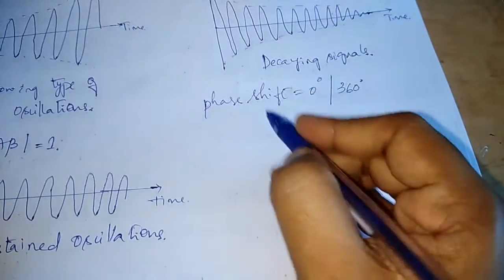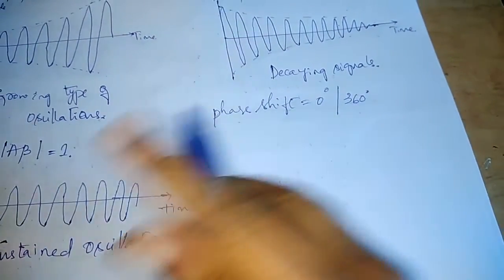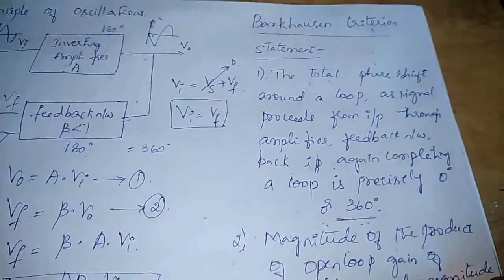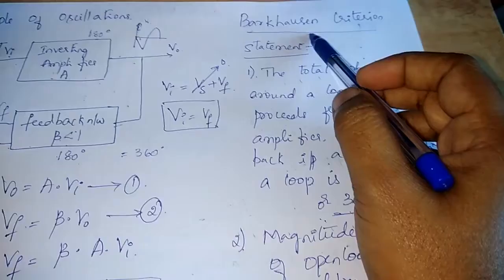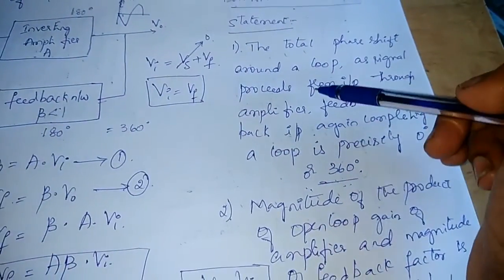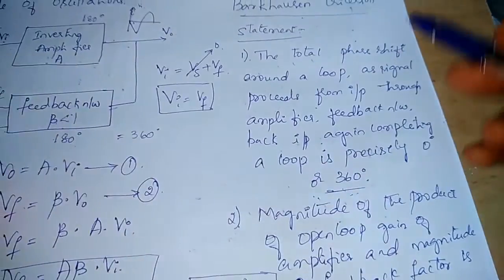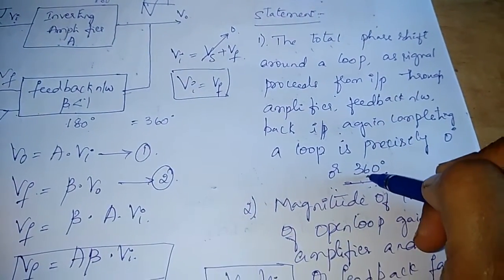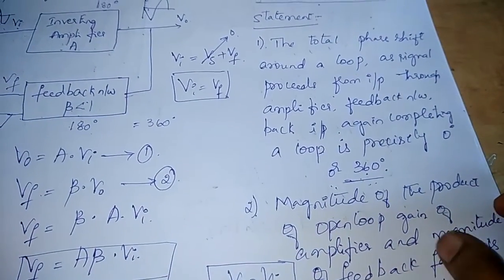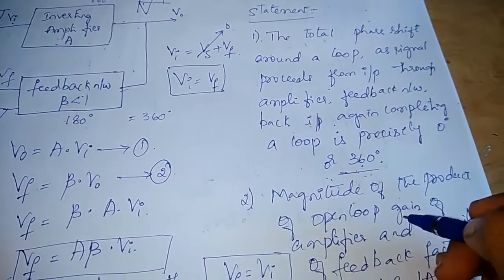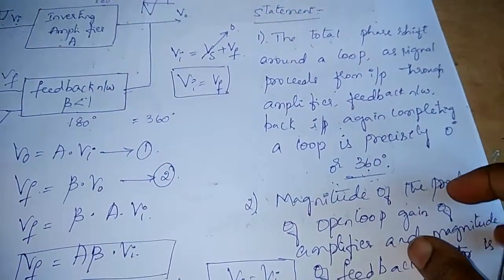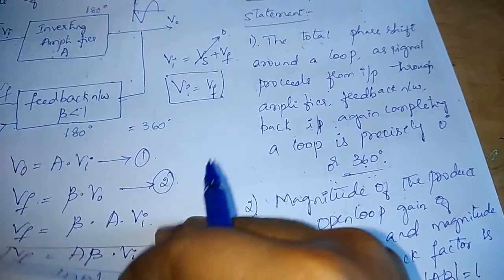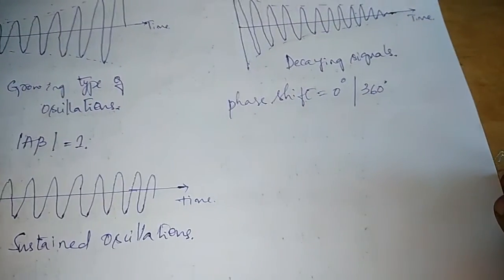Okay, this is all about the Barkhausen criterion. The necessary conditions for oscillations to be produced are called the Barkhausen criterion. It has two conditions. The first condition is that the total phase shift around the loop should be equal to 0 degree or 360 degree, and the magnitude of the product A beta should be equal to 1.